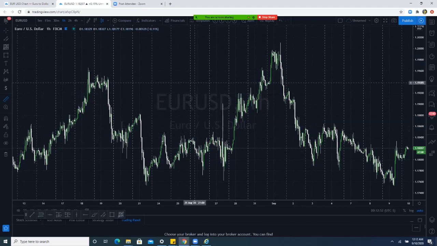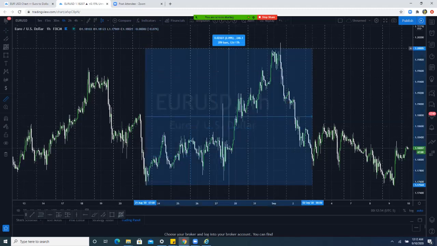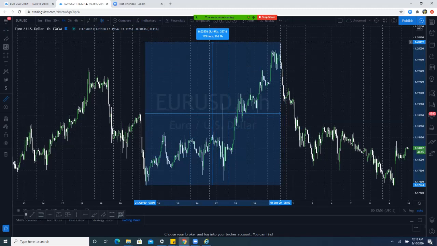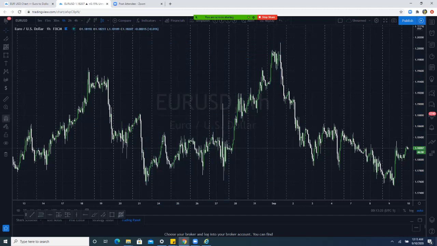This is the ruler. This is basically going to measure out your time and pips. So you see right here, it says 169 bars, so basically 169 hours because I'm using the hour chart. And from here, it's 11 days equivalent of time. If we're looking at pips, it shows right here, from here to here is 256 pips. So that's basically your ruler there.